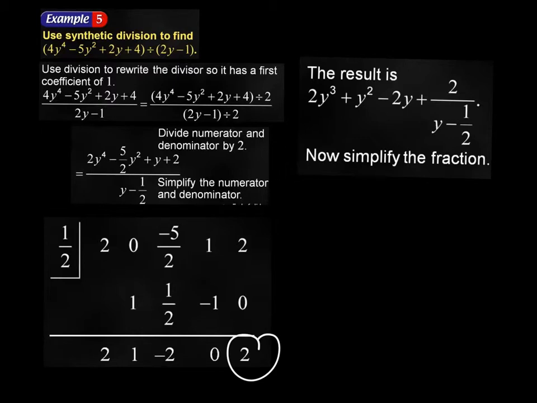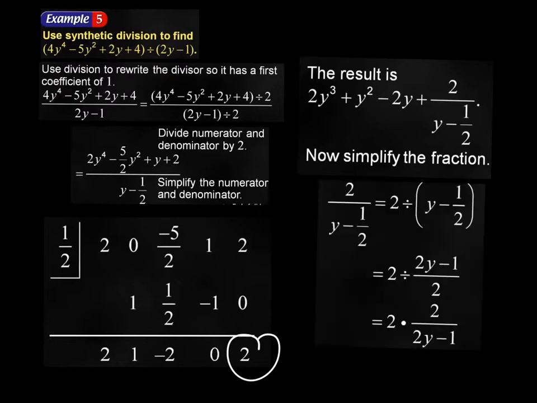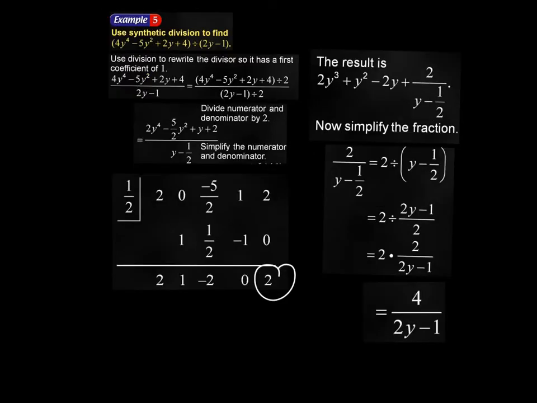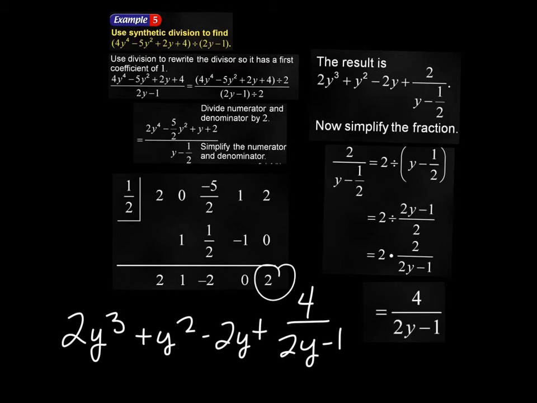Oh, but we can't leave our answer as a complex fraction. So just to simplify that fraction, dividing is the same as multiplying by the reciprocal. So the fraction part should be 4 over 2y minus 1. In my humble opinion, that's not a good shortcut because it is long. I would just do this by long division.